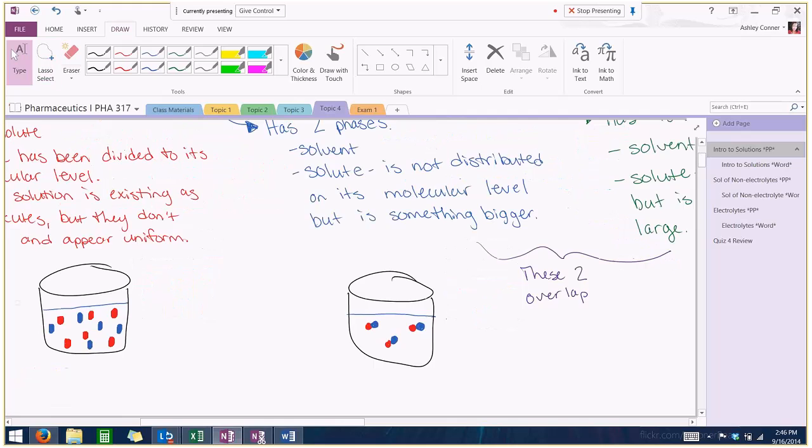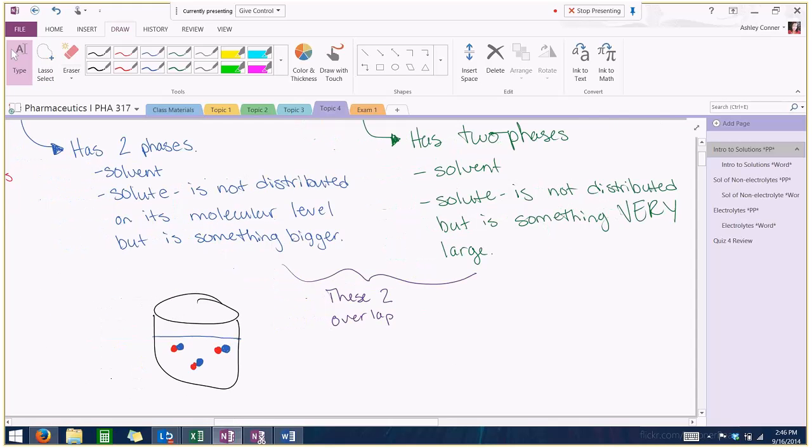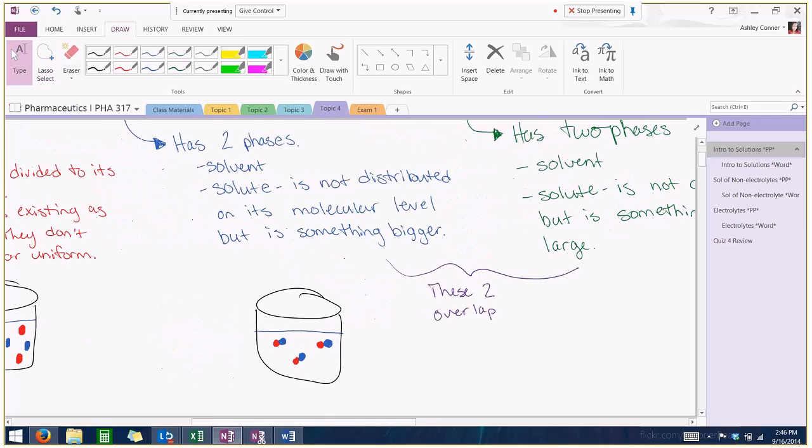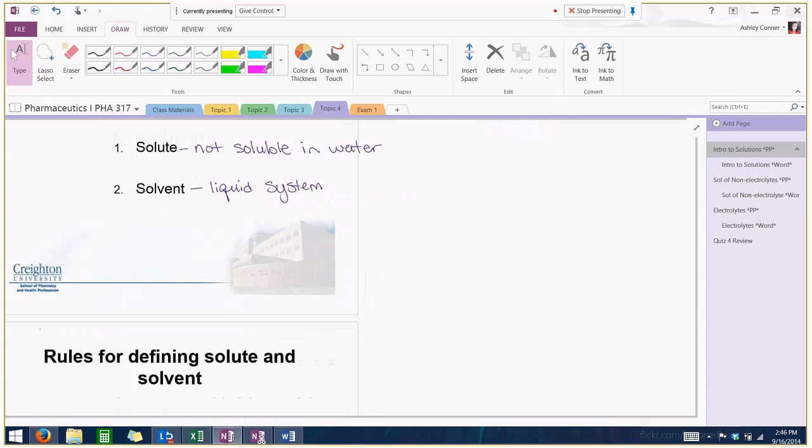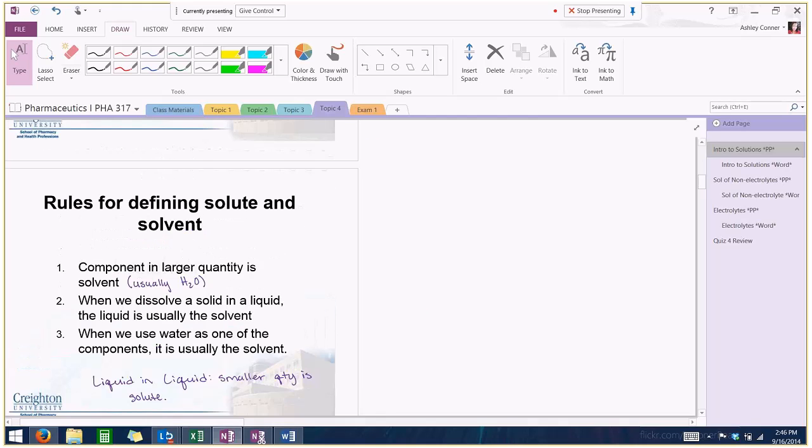There we go. But they didn't separate, so they're bigger. So it's technically in two phases, like it could be in solid and in liquid. It's not just liquid. Would you agree on that, Joe? Mm-hmm. Then he talked about solute and solvent.